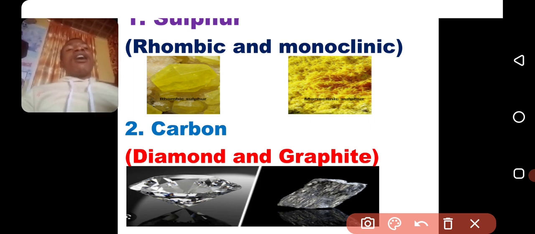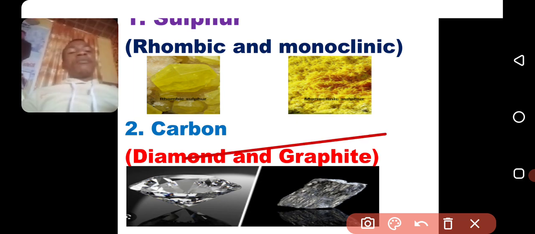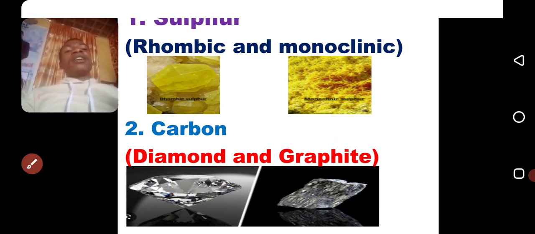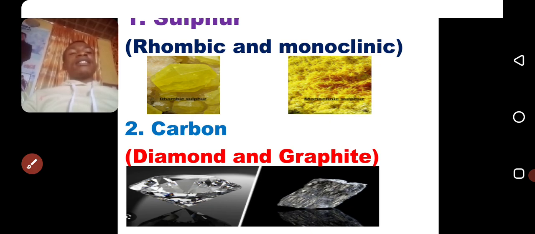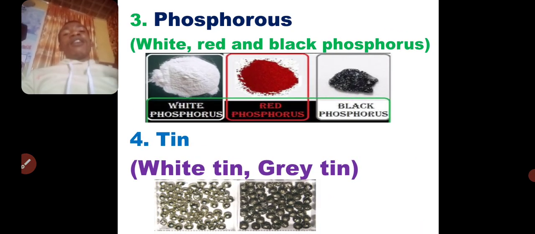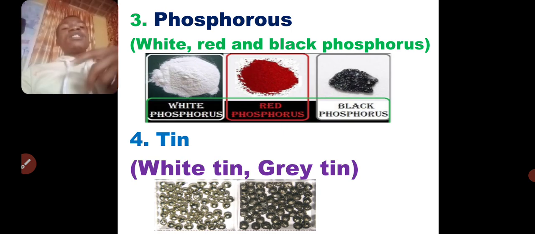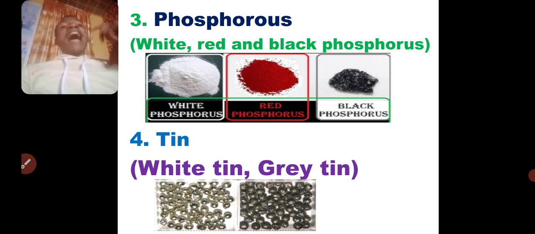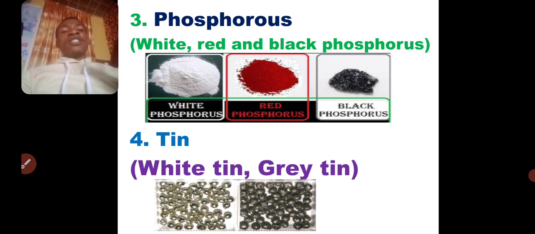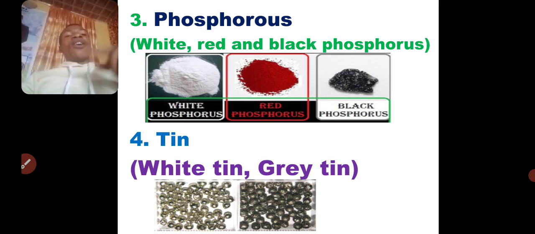Not only sulfur and carbon exhibit allotropy. We also have some other elements that exhibit allotropy. Phosphorus has three allotropes: white phosphorus, red phosphorus, and black phosphorus. Tin, we have white tin and we also have grey tin, as you can see on your screen.